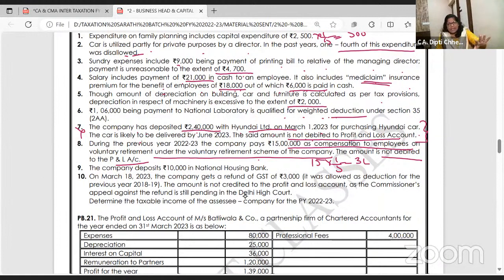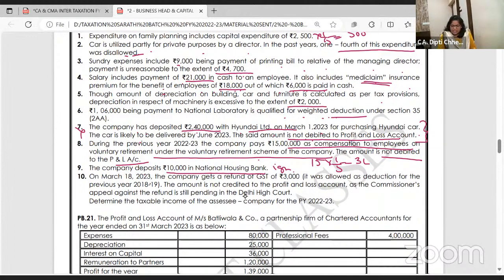VRS 15 lakh paid, not debited in P&L. And 15 lakhs we don't have to debit, though we have paid 15 lakhs. How much is allowed? 1/5. Preliminary expense 1/5. Family planning capital expenditure 1/5. Company has paid deposit 10,000 in National Housing Bank. Ignore. Nothing to do. It has nothing to do with P&L if you have made some FD.